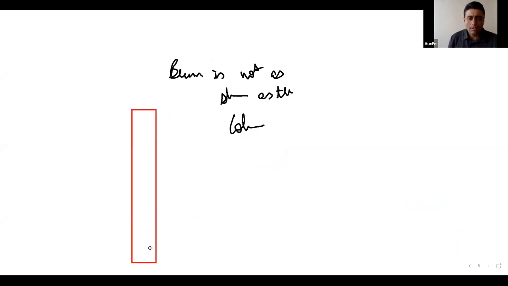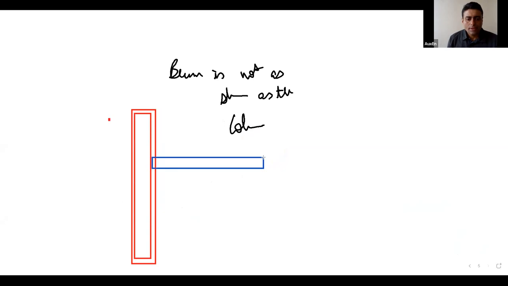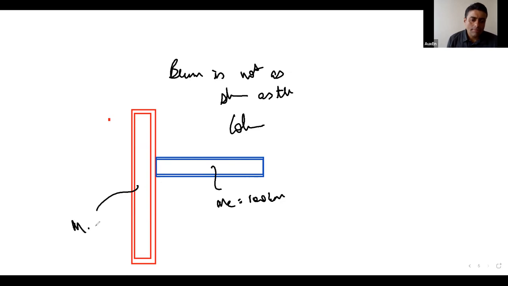If, for example, this is my column in elevation, and this is my beam in elevation, and the moment capacity of this beam is, let's say, 100 kilonewton meter. This is the moment capacity. The moment capacity of this column is, let's say, 160 kilonewton meter. So have you achieved the strong column, weak beam theory over here? You have achieved it. You have achieved the strong column, weak beam concept in practical terms. But you can still make this a rigid connection. What is the harm? Are you getting this?